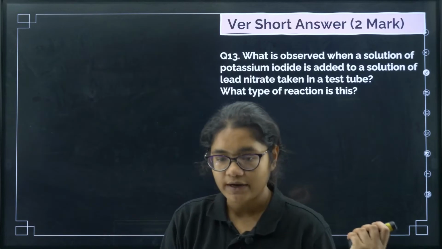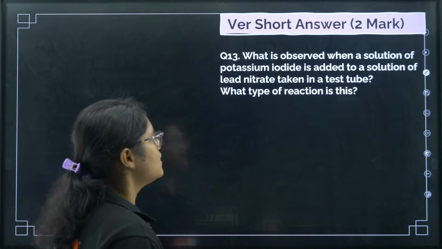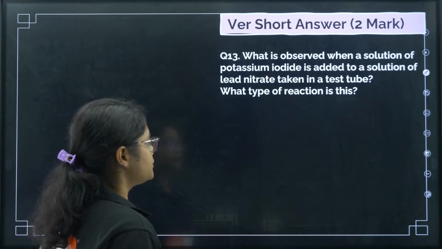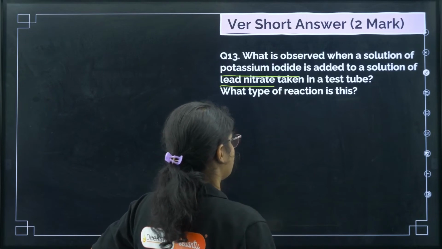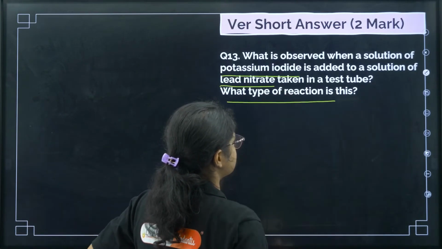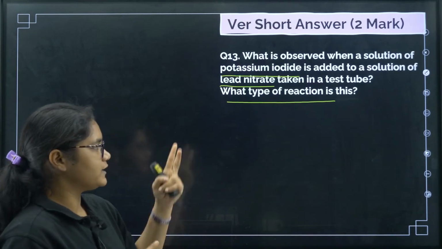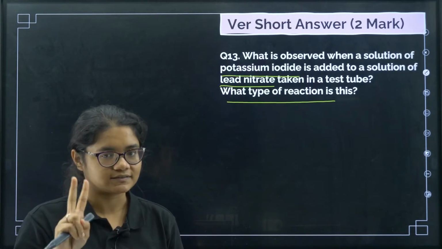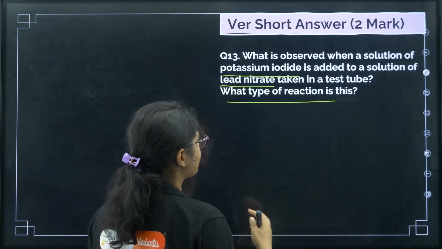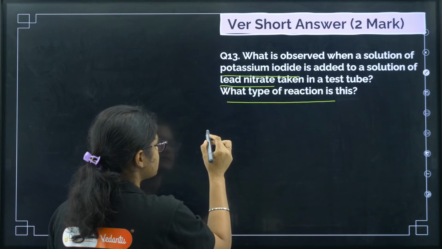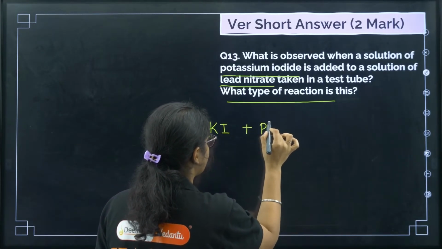Now going to the next question. We'll go to 2 marker questions now. What is observed when a solution of potassium iodide is added to a solution of lead nitrate taken in a test tube? What type of reaction is this? If you write what is observed, that is 1 mark. And if you write the reaction and what type of reaction this is, that is the 2nd mark. So first we'll write what is observed. For that we need to know the reaction, right? It is asking about lead iodide, potassium iodide plus lead nitrate.